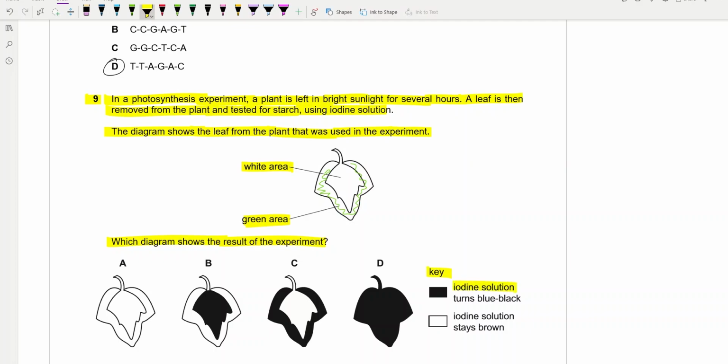Key. Iodine solution turns blue-black. Iodine solution stays brown. So if starch is present, the iodine solution would turn blue-black. Starch is getting used up from the center of the cell, so the correct option would be option C.